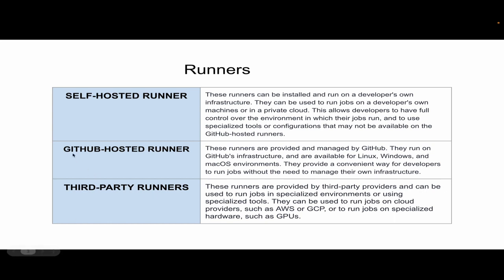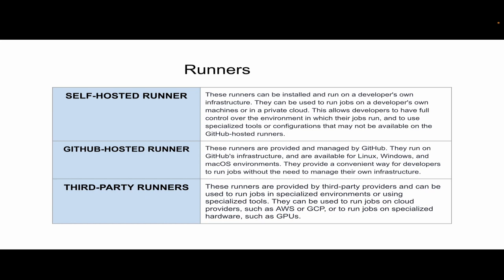Then the second one is the GitHub-hosted runner. These runners are provided and managed by GitHub. They run on GitHub infrastructure and are available in Linux, Windows, and macOS environments. They provide a convenient way for developers to run jobs without the need to manage their own infrastructure.